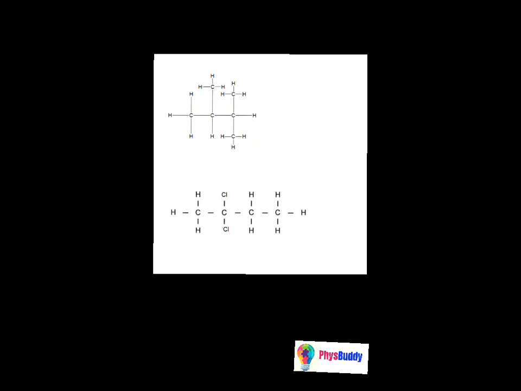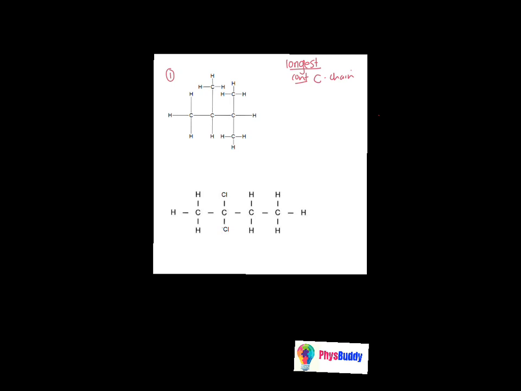We're going to look at some organic chemistry and naming of organic compounds. So the first rule when we are naming an organic compound is to look for the longest continuous carbon chain. So we look for the longest continuous carbon chain. So we're going to look at this first example here and see if we can find the longest chain.